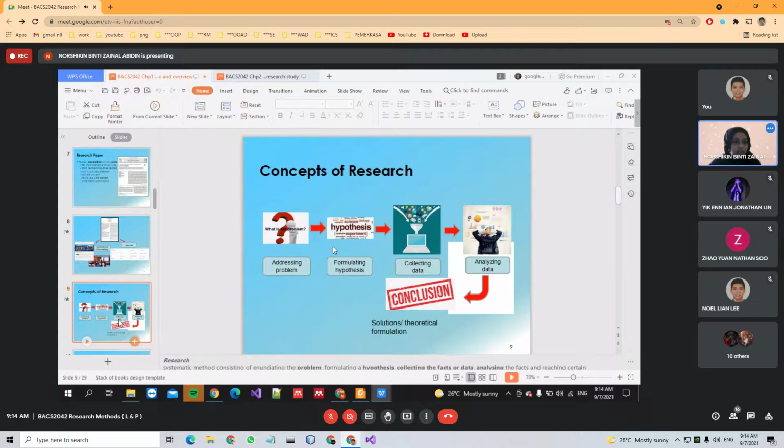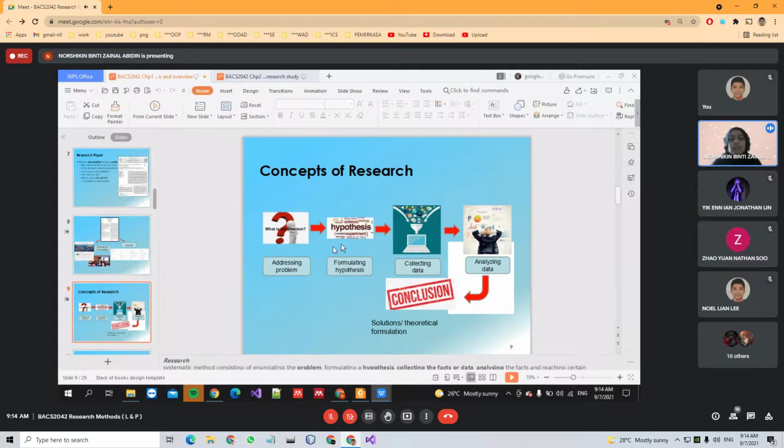Now, these are the steps to conduct your research. Basically we have 5 steps in research. This is like an overview of research. First is addressing the problem. Before we plan our research, there must be a problem, a reason why we want to conduct the research. Addressing the problem is identifying what your problem is or why you want to do the research. That is the first one.